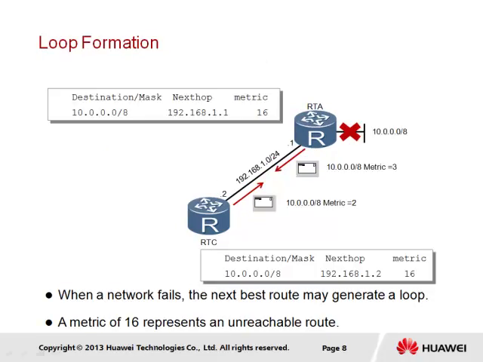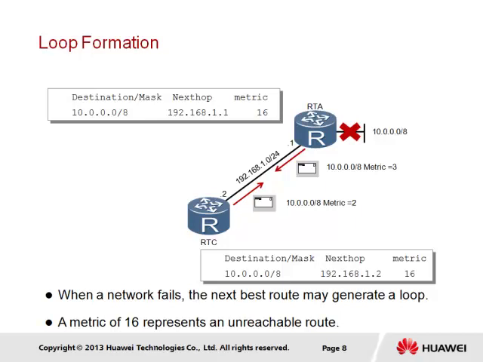We show here an example of the means by which a loop formation is possible. In this example, we have two routers in the form of RTA and RTC, and network 10.0.0.0 to which RTA is directly connected. As part of the general operation of RIP, network 10 will initially be advertised to RTC with a metric of 1, allowing RTC to identify the best path to network 10 via RTA.